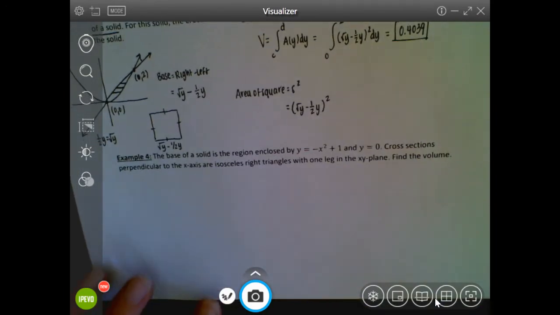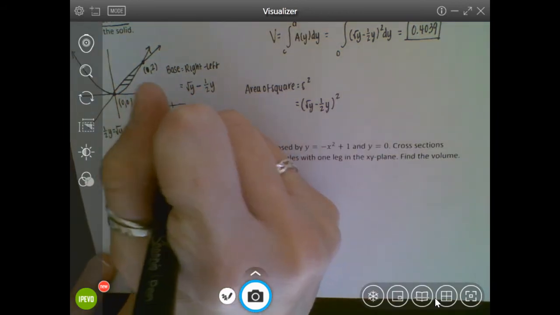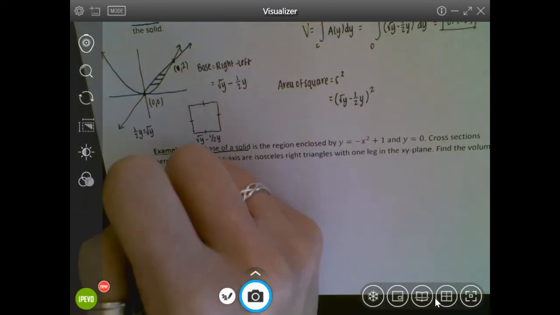All right, and then the last example is having to do with isosceles right triangles. So now we're talking the base of a solid. Again, we're not revolving anything here. Is the region enclosed by y is equal to negative x squared plus 1 and y is equal to 0. So I'm going to quickly sketch that out.